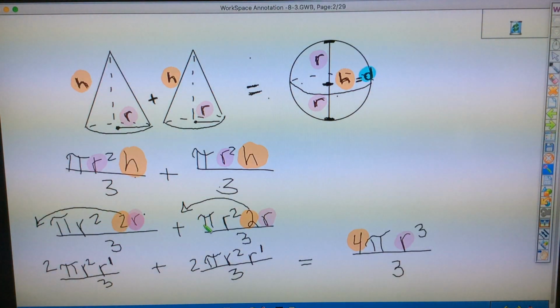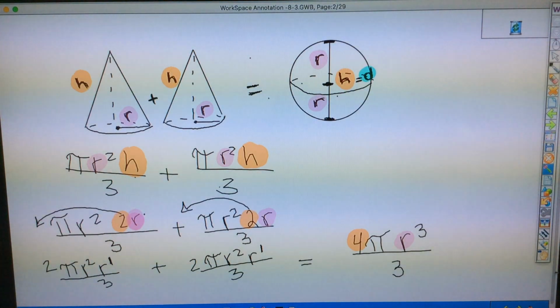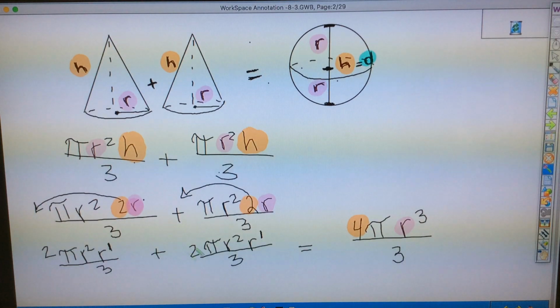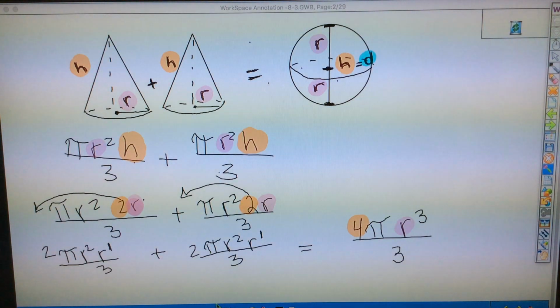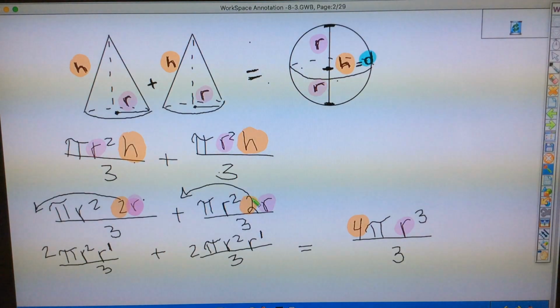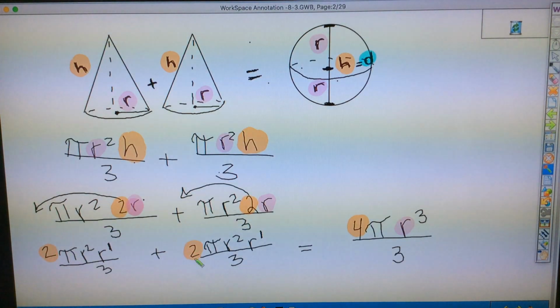There are 2 of them that fit into a sphere, so I have to add the 2 together. Okay, so here's what happens. I'm going to actually add these 2 together. So I'm going to bring the 2, following mathematical convention, I'm going to bring the coefficient to the front. So I'm going to bring each of the 2's to the very front.